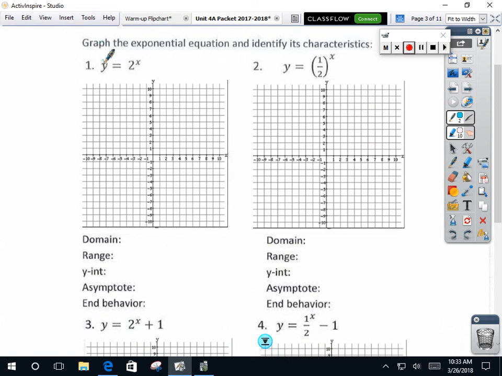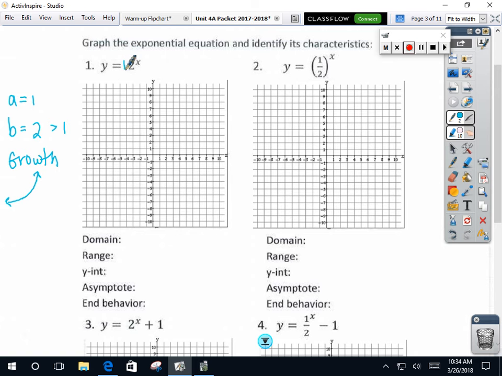All right, number 1. What is the a value? Correct. There's an understood 1 in the a place. What is the b value? Is it a growth or a decay? Growth. Whenever your b value is greater than 1, it's a growth. So we know that when we look at the graph, it's going to be increasing from left to right. Now, to actually get it on the graph, what do you think I'm about to do? Graph it on the calculator. So go to your calculator and type in y equals 2 to the x.